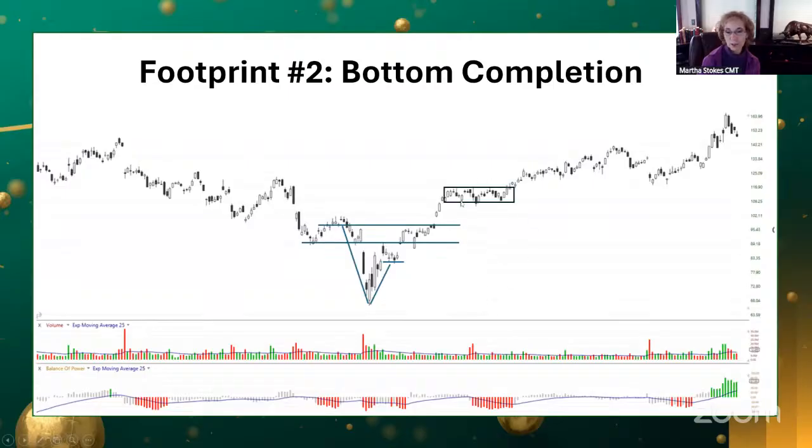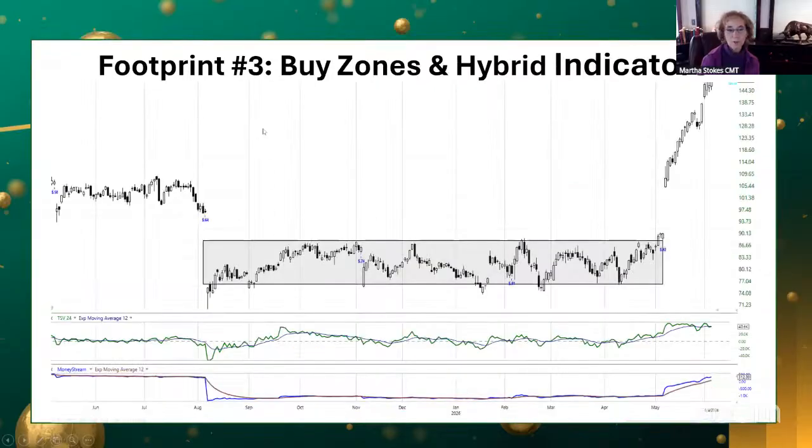So this is your little resumption of consolidation and resumption of consolidation. So they are accumulating and continuing to move up. Footprint number 3 is a buy zone. And you have to use the hybrid leading indicators. We have them written for several different software companies and modified them. This is TC2000 that I'm using because it's the most common one with my group of students. They love it. You can use any charting system you want with the education.